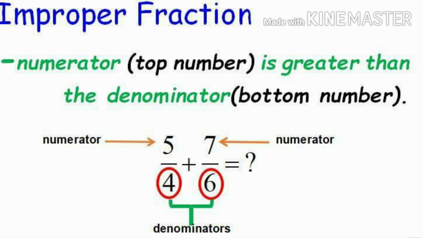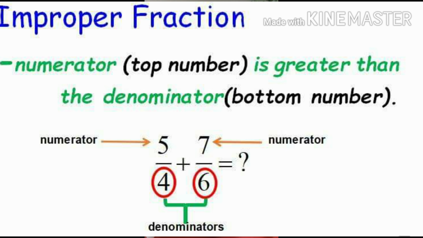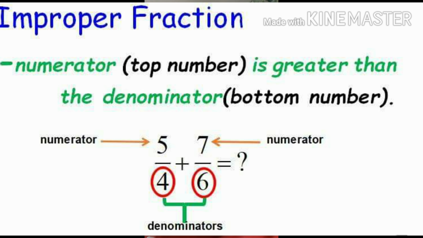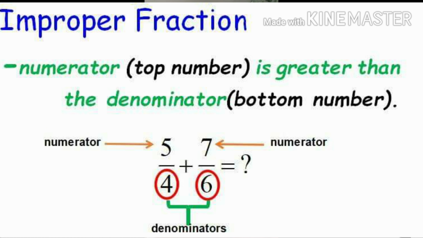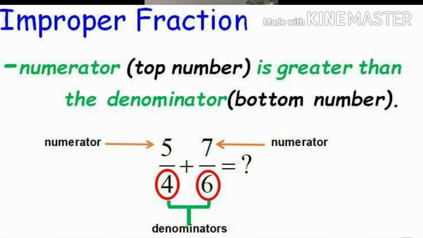Next term, we have improper fraction. So improper fraction would be the opposite to proper fraction. The numerator or the top number would be greater than the denominator or the bottom number. So as you can see in here, we got 5/4 for our first fraction. Our numerator 5 is greater than the denominator 4. The second fraction, we have 7/6. So again, our numerator would be greater than our denominator.